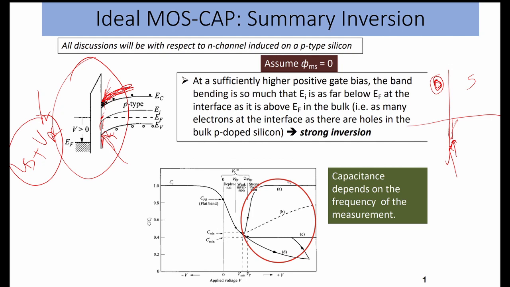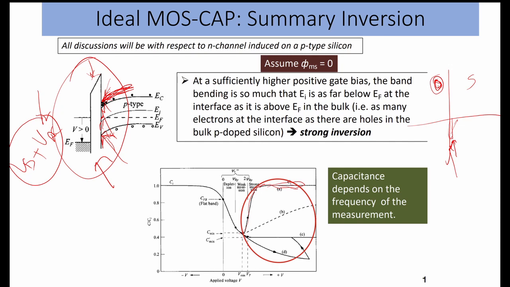Okay, so initially there is not that much charge, so the capacitance will start rising again. The contribution of the capacitance will come again from this insulator, from the oxide only, because there is no increment in the depletion region. The depletion region is fixed now.